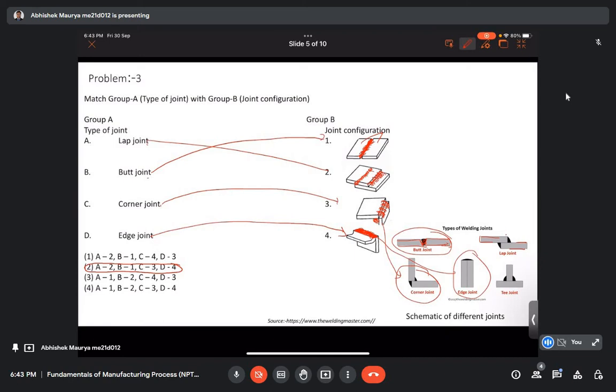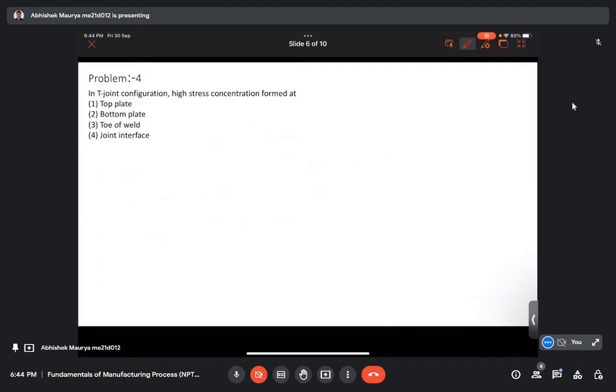Okay, yes, I have explained this problem. So still, if any of you have doubt, please let me know. Otherwise we shall move to the next problem. Okay, it looks like it's clear to everyone. So let's move to the next problem.